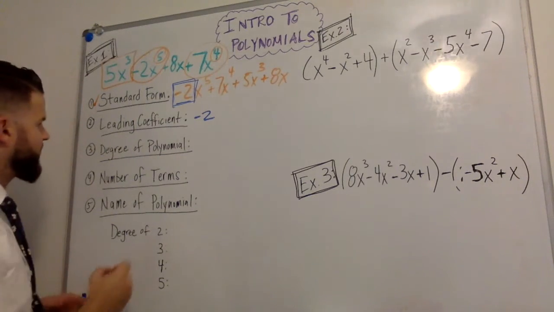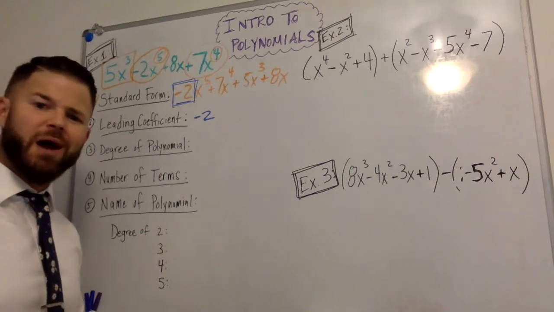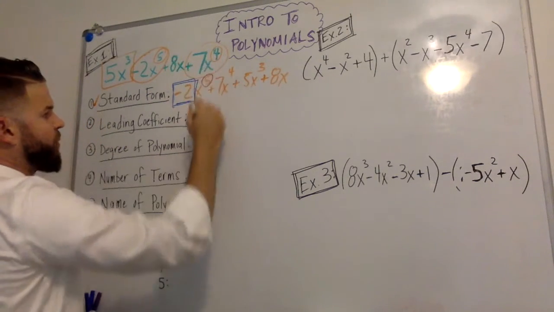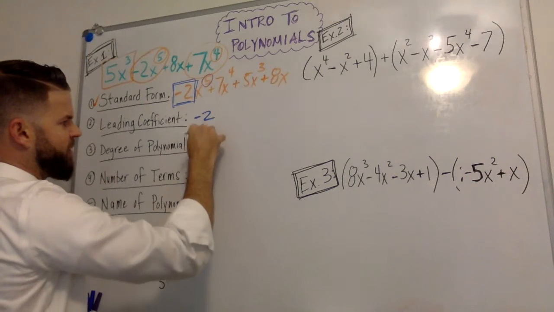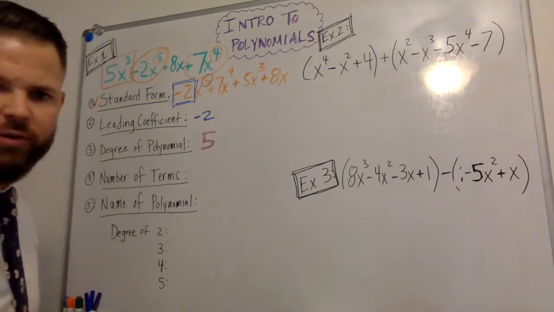Keep it moving. To identify the degree of the polynomial, it's simply the largest exponent. So if you got a polynomial, look for the largest exponent. In this case, it's going to be a 5. So I got a little purple 5. The degree of this polynomial, that's going to be a 5th degree polynomial. All right?